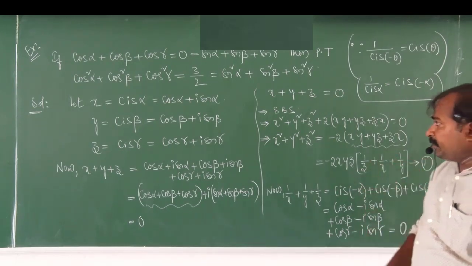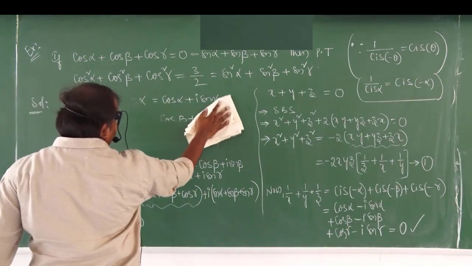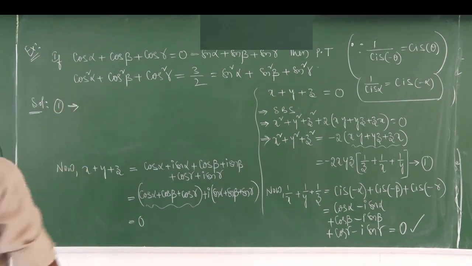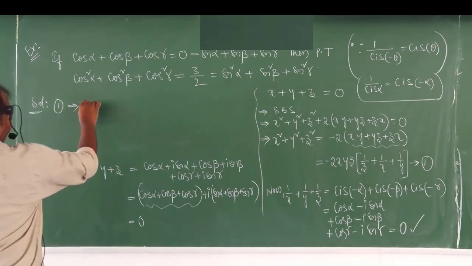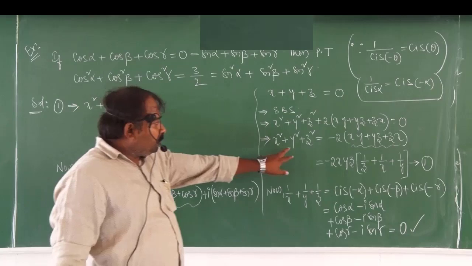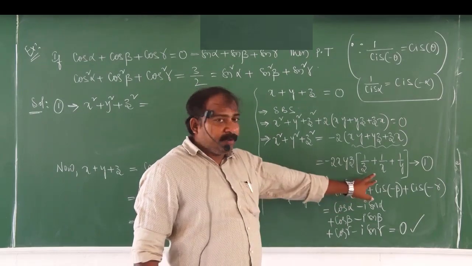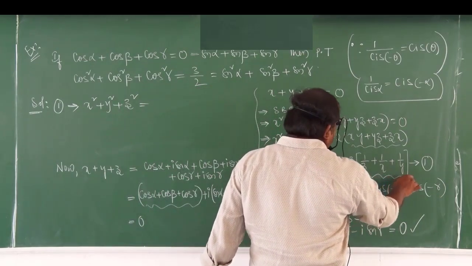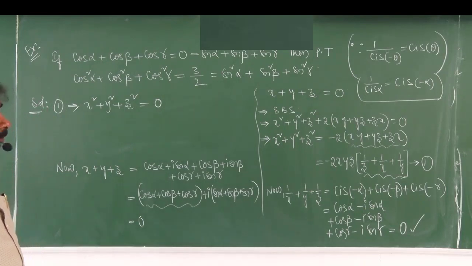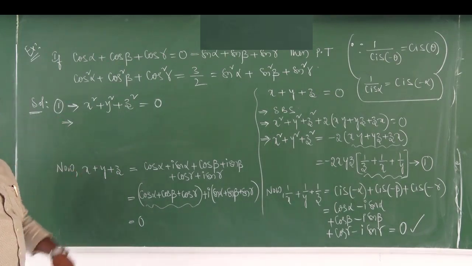Now from equation number 1, what can we get? Equation 1 implies x square plus y square plus z square equals minus 2xyz into (1 by x plus 1 by y plus 1 by z). Already we got this value as 0, so 0 into this quantity equals 0. That implies x square plus y square plus z square equals 0.